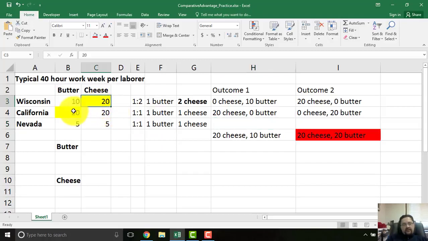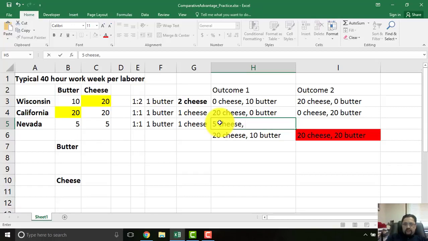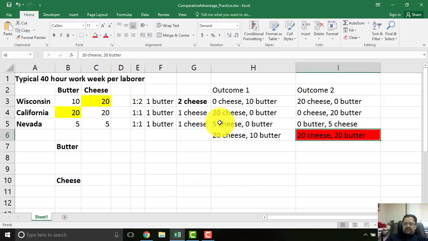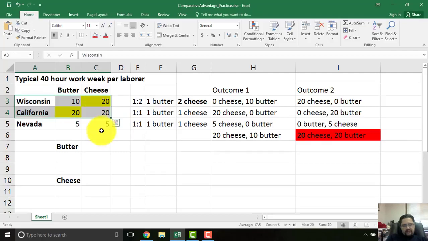But what we really care about here are these big dogs. We don't want to mess these big dogs up. Okay, so it might be nice to say, Nevada, you know what, produce the cheese. Produce 5 cheese and 0 butter. Or produce 0 butter and 5 cheese. You're so small, it's kind of irrelevant. I know there's a science to it, but in reality, these would be the two that we're really caring about. So that's how you apply comparative advantage here, where we really care about those big dogs.